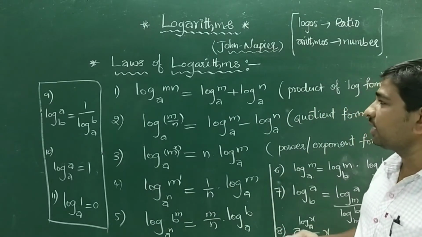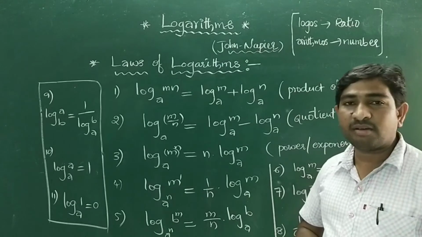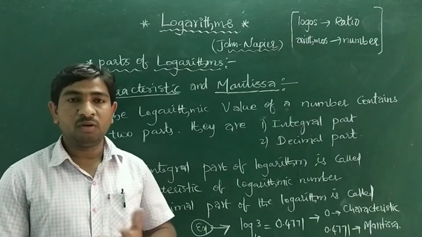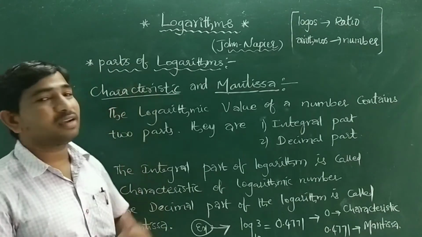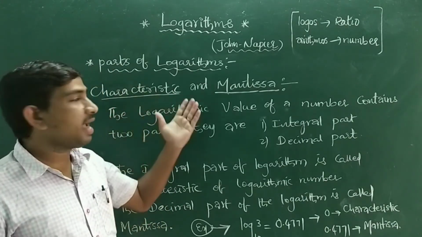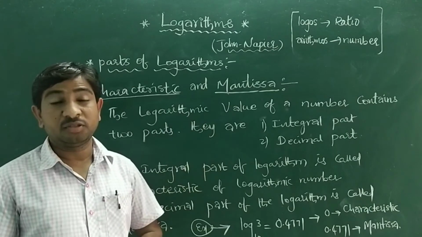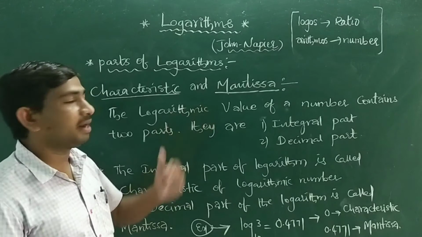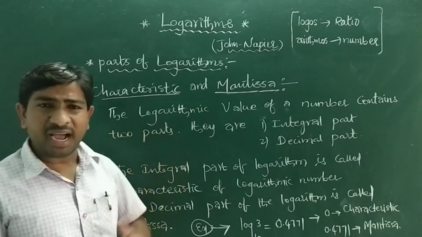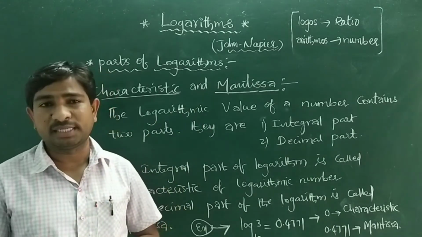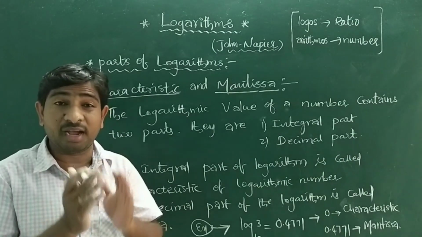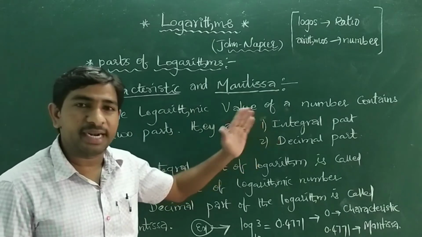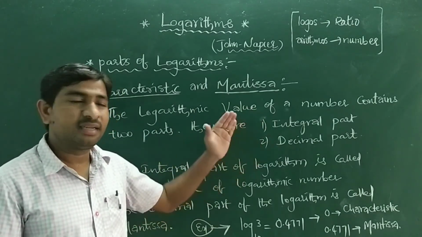Now let us see the parts of logarithms. We have two parts of logarithms, characteristic and mantissa. These two are the most important parts of logarithms. What are they? Every logarithmic value, every logarithmic number, has two parts: the integral part and the decimal part.